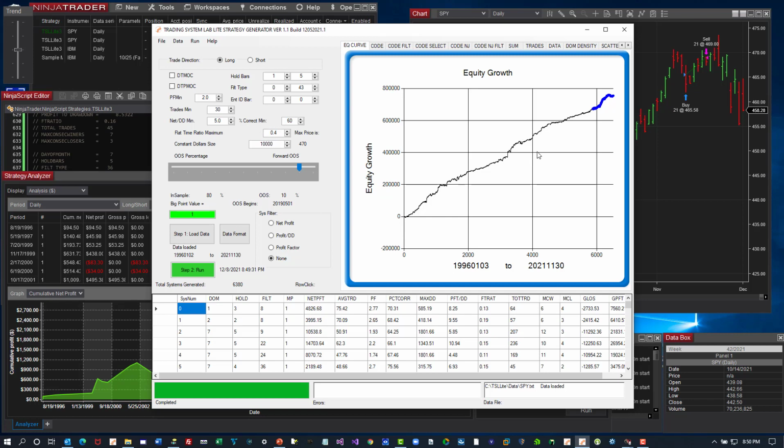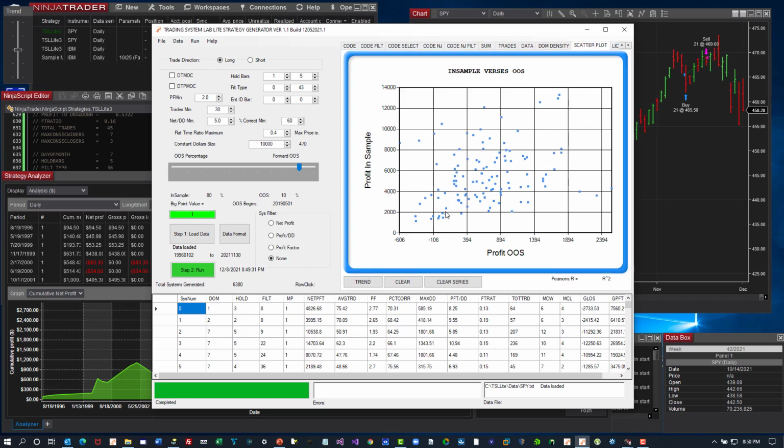This is the equity curve that's been generated by all of those systems together, acting together. And here's the out-of-sample results of those systems. The scatter plot showing in-sample versus out-of-sample is here, and here's the trend line. That's generally sloping up, not bad, but there is a slightly positive relationship between the in-sample and the out-of-sample. Now comes the good stuff.